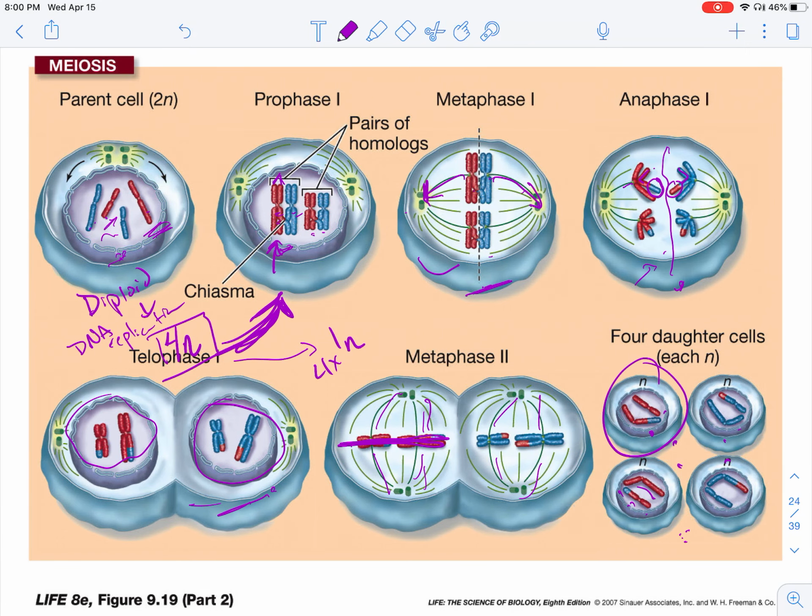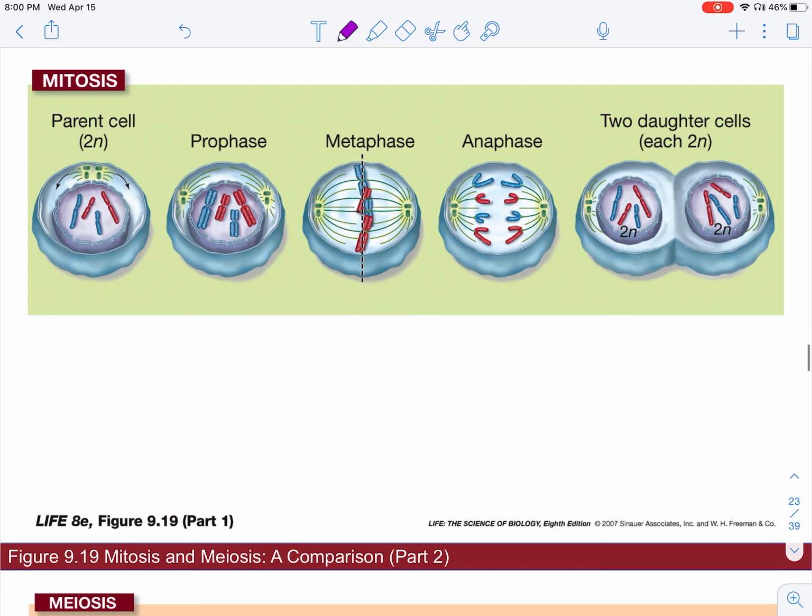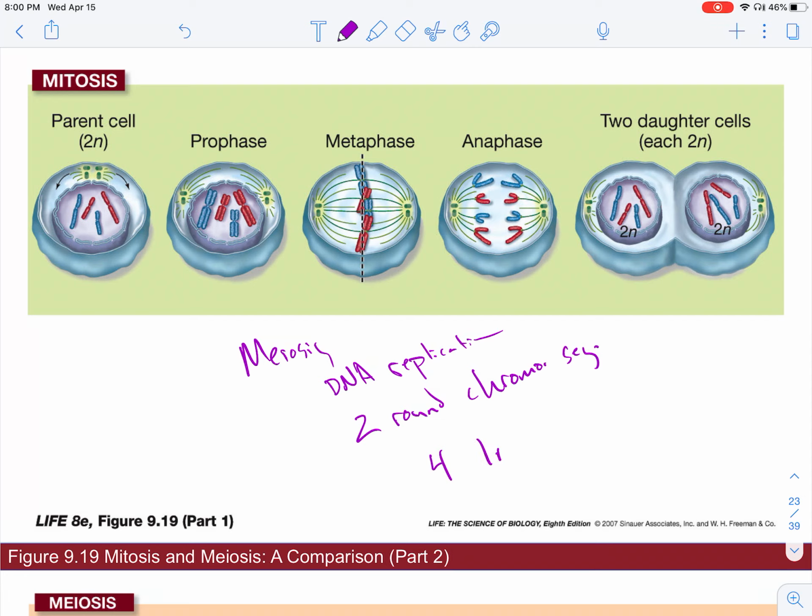And so that is how meiosis works. You have one round of DNA replication followed by two rounds of chromosome segregation to form four 1N or haploid products.